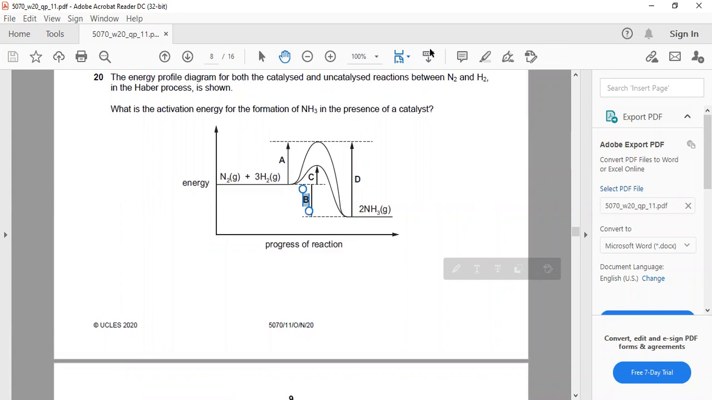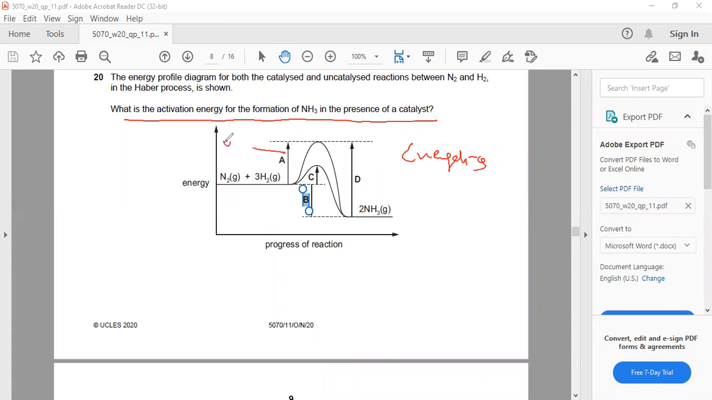This is an energetics energy profile diagram. Energetics chapter. What is the activation energy of ammonia in the presence of catalyst? Activation energy, this is very simple. This is without catalyst and C is with catalyst. So the answer is C. Simple.